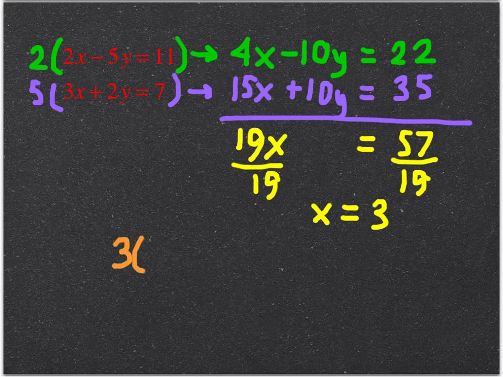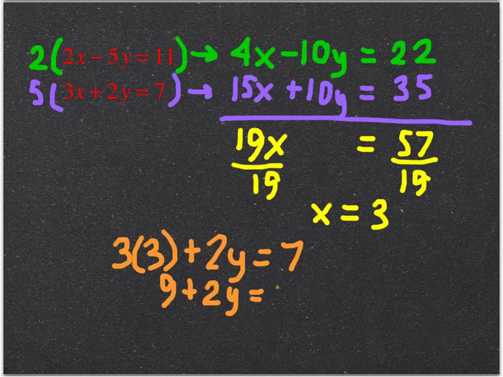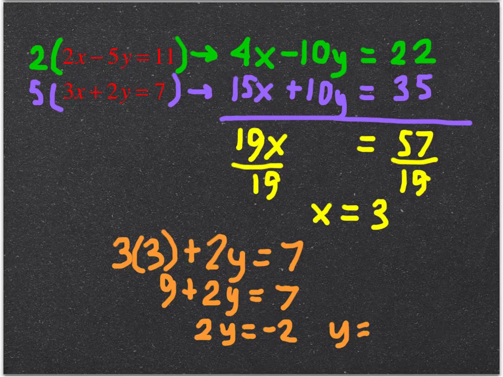I'll just go with the bottom one here. So instead of 3x, it's going to be 3 times 3 plus 2y equals 7. So that's 9 plus 2y equals 7. Subtract 9 from each side. I'm kind of running out of room here, and I get 2y equals negative 2. And so y is going to equal negative 1. So my final answer here is the ordered pair (3, -1).